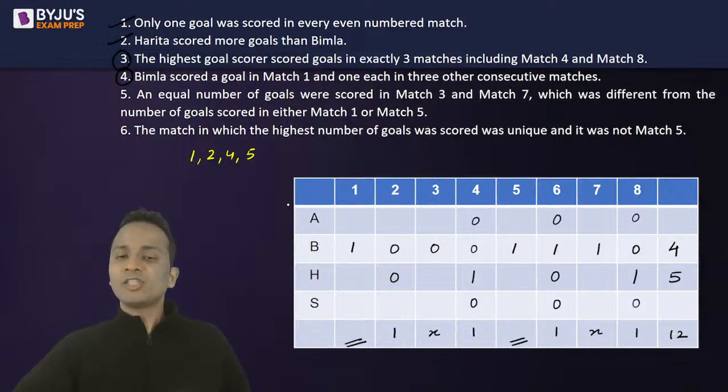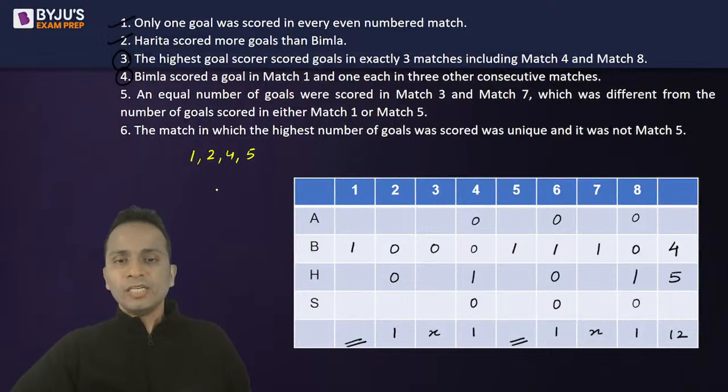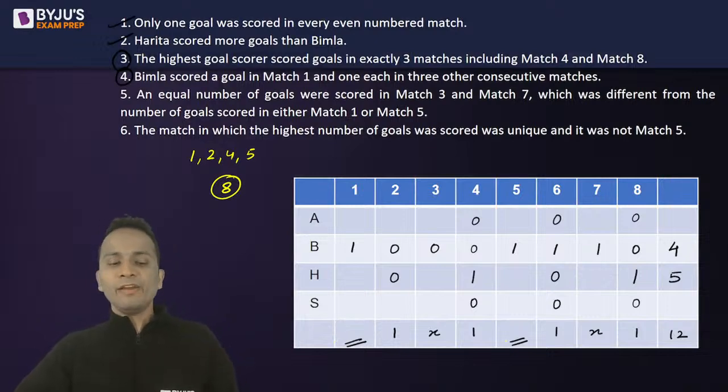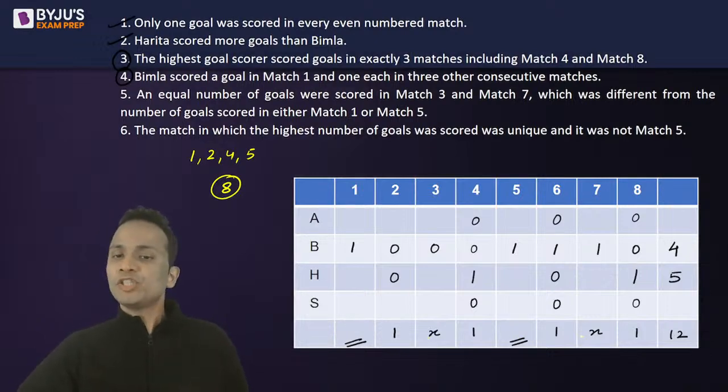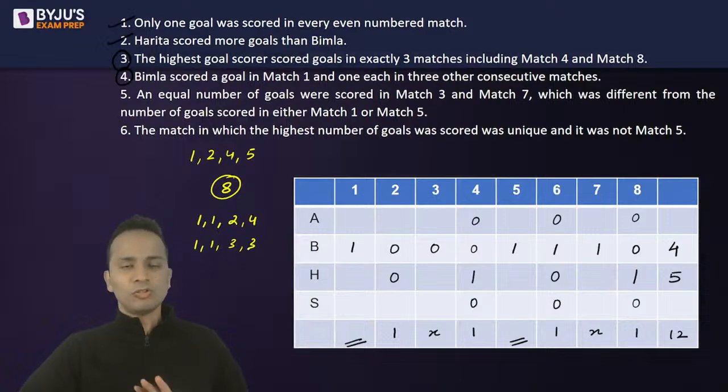The total number of goals that we have is 12. Okay, and already 4 goals are scored in match number 2, 4, 6 and 8. So now I have to make the sum of the remaining 4 numbers as 8, out of which 2 are equal. So let's say both these numbers are 1 and 1, and they should be different from the other 2 numbers. So the other 2 numbers can be 2 and 4. So 1, 1, 2, 4, the sum is 8. It can be 1, 1, 3, 3, right? So this is a possibility.